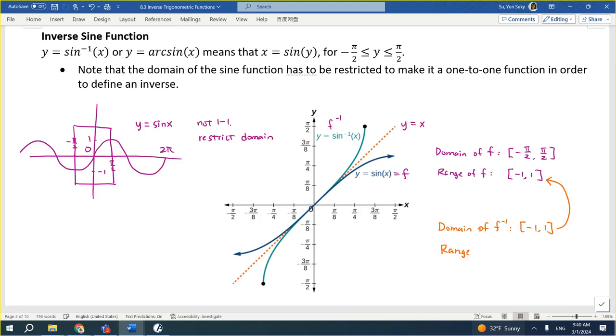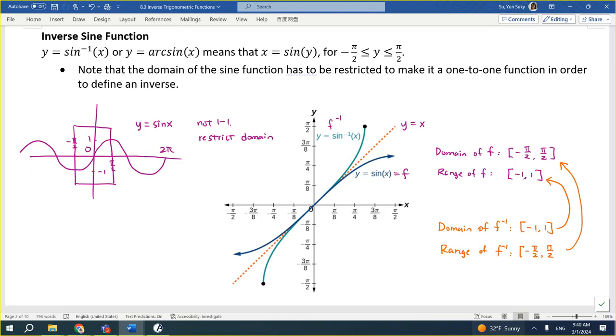And now the range of the inverse sine is gonna be like the domain of the sine. So negative pi over 2 to pi over 2. Your range, the y value, is from negative pi over 2 to pi over 2. So this is how we draw the inverse sine function. Or you can say arcsine of x. They're the same thing. There's two different ways we write it.